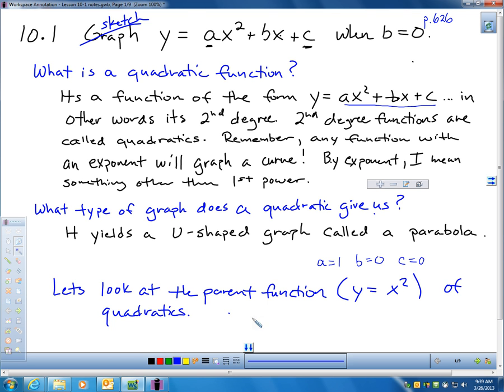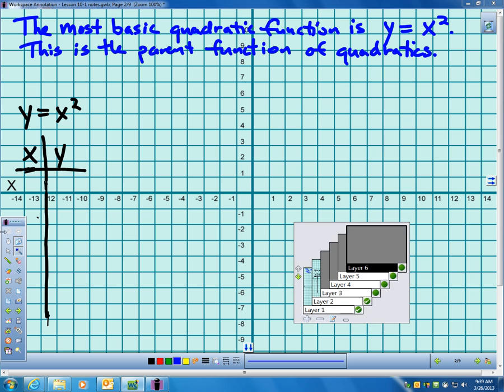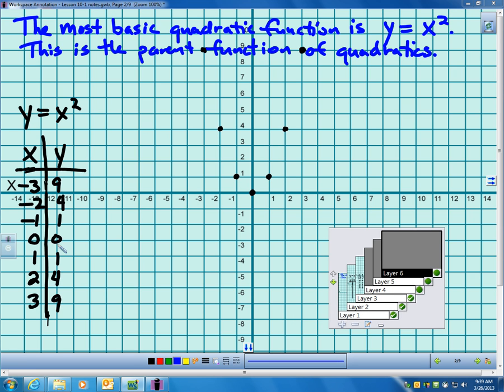So let's look at the parent function of quadratics right now. That's the most basic, y equals x squared. This is the parent function again. So let's actually graph this. I'm going to do this with you. I made a table, and I'm going to plot some points in my table. Let's pick the easiest. Let's always plug in 0 first. 0 squared is 0. If I plug in 1, 1 squared is 1.